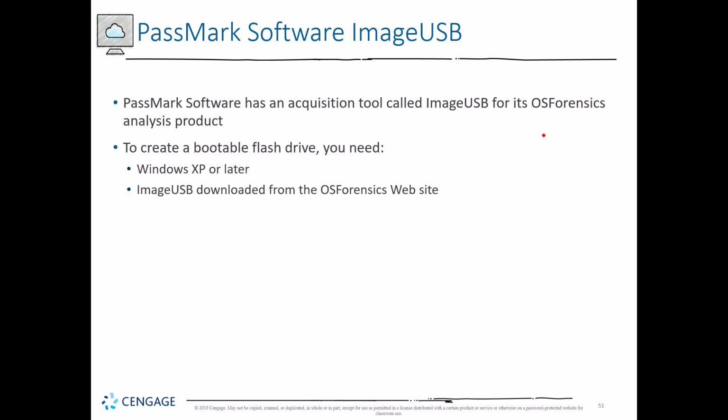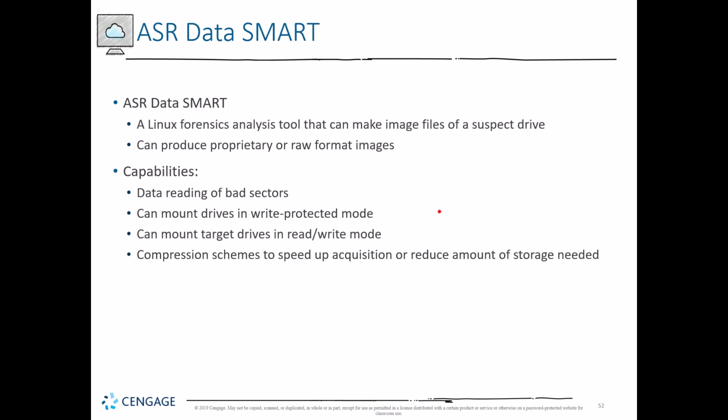We have PassMark software, ImageUSB. That's basically a bootable flash drive if you have a new enough operating system, and that's downloaded from the OS Forensics website, and that also has the ability to do a software write blocker. We have the ASR Data SMART. That's a Linux distro, and again, reading bad sectors, mounting write protected drives, accessing a drive without being mounted. But with ASR Data, you also have the ability to read and write data if that is in your scope.